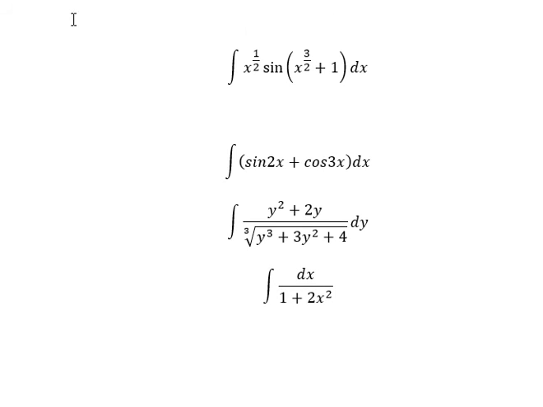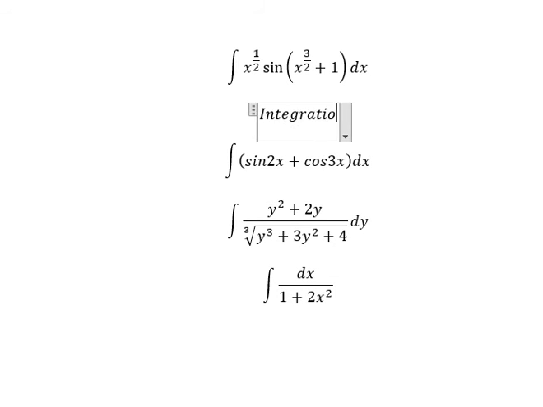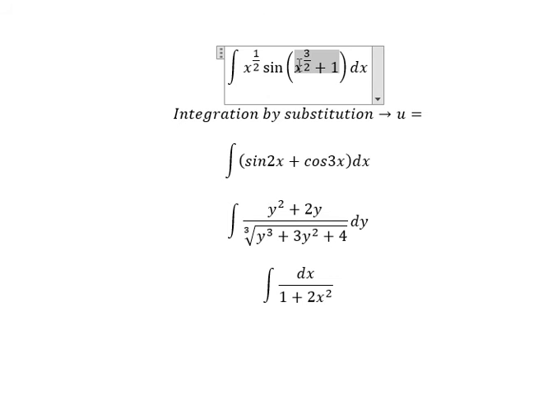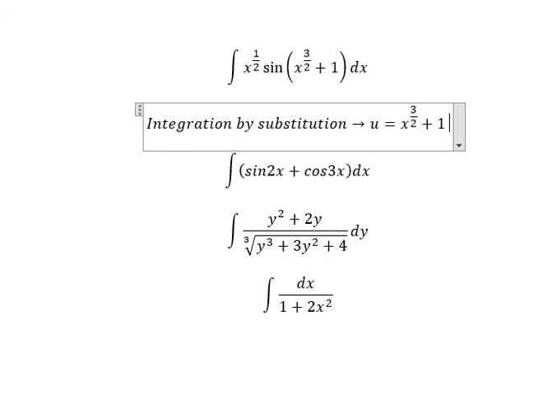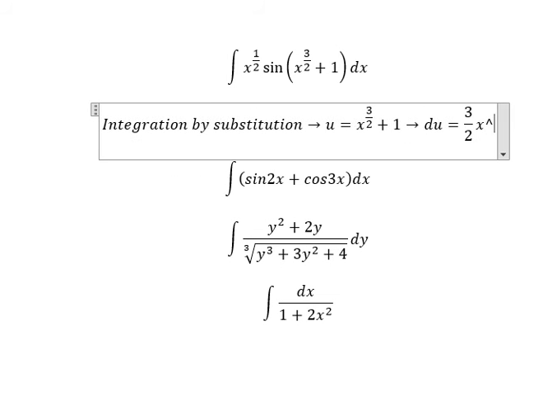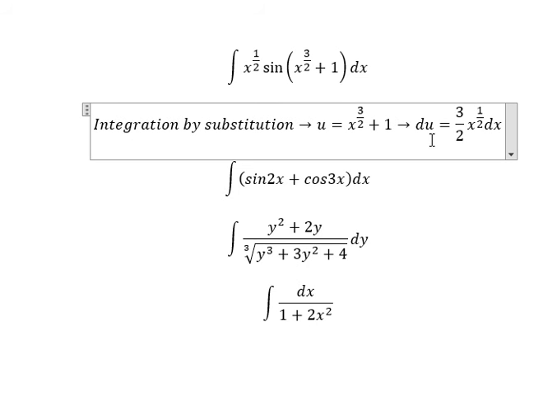Question number 3. We use integration by substitution. So we put u equals to this one. We do first the derivative for both sides. So we divide both sides by 3 over 2.